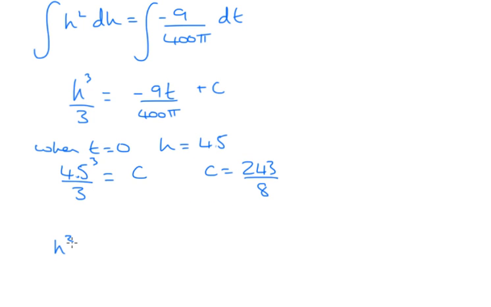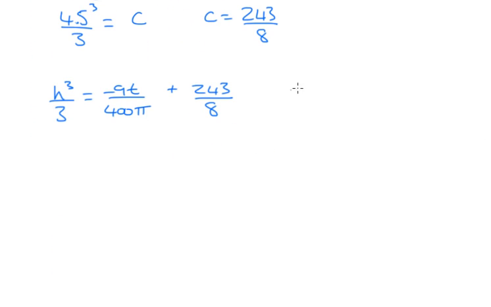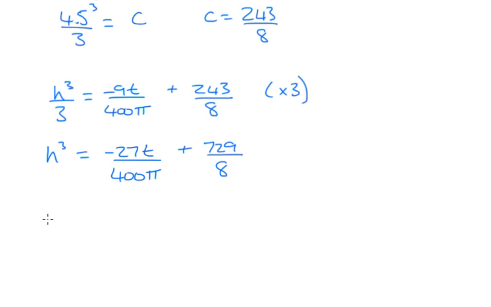So h cubed over 3 equals minus 9t over 400 pi plus 243 over 8. And it wants us to write h in terms of t, so we need to make h the subject. So we're going to times everything by 3. That will give me h cubed, so that will give me minus 27t over 400 pi plus 729 over 8. And therefore h is the cube root of all this.